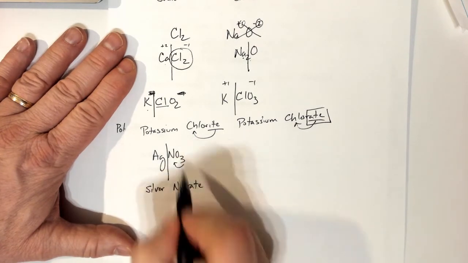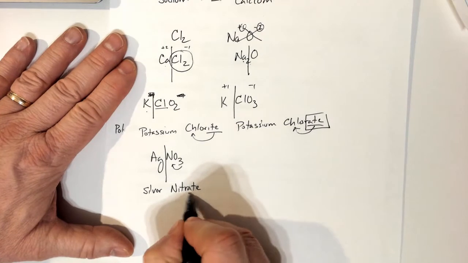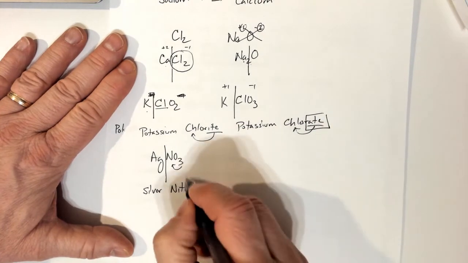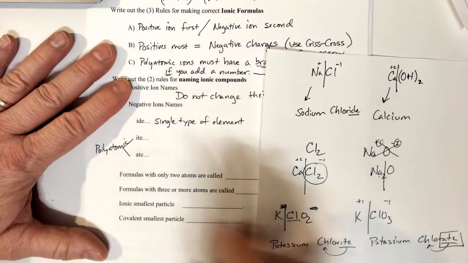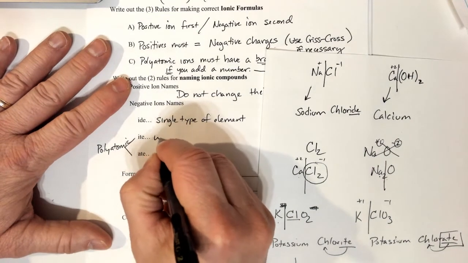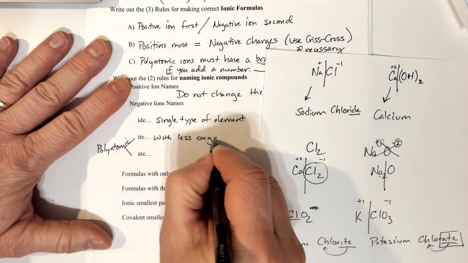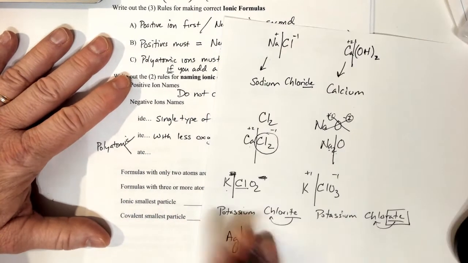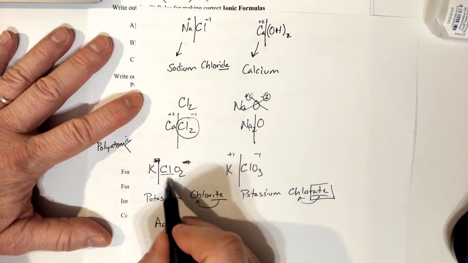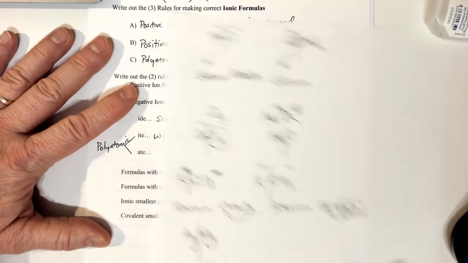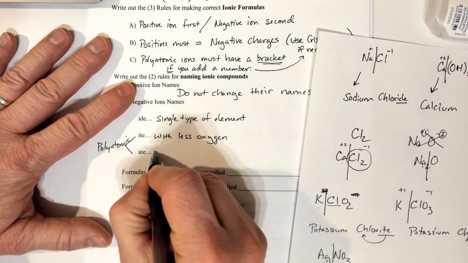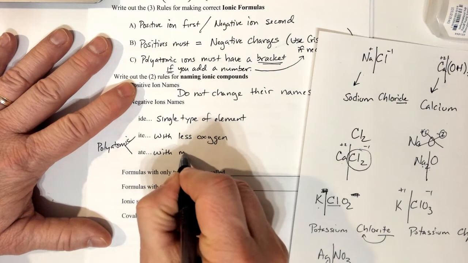nitrate because that's nitrogen. So the endings ate and ite mean something with oxygen. Okay? So these mean with oxygen, and we'll say with less oxygen. Okay, but oxygen's not used in the name, it's just ate and ite, okay? And so this one means with more oxygen.